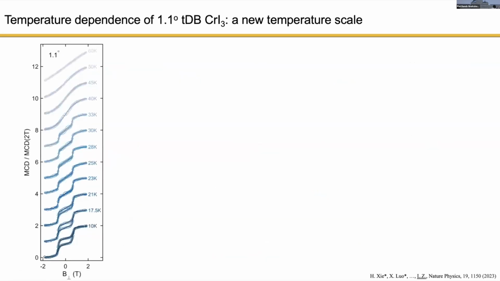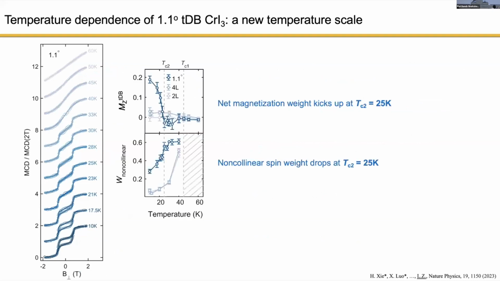So we do a temperature dependent measurement, with the same fitting as we did before. As a function of temperature, the net magnetization onsets around 25 Kelvin, while the natural layered antiferromagnetism onsets around 45 Kelvin. So the magnetization's onset temperature is actually nearly halved. In addition, the non-collinear spin weight substantially decreases around 25 Kelvin, rather than 45 Kelvin for the natural case. So similarly, we have a new temperature scale in this 1.1 twist sample.